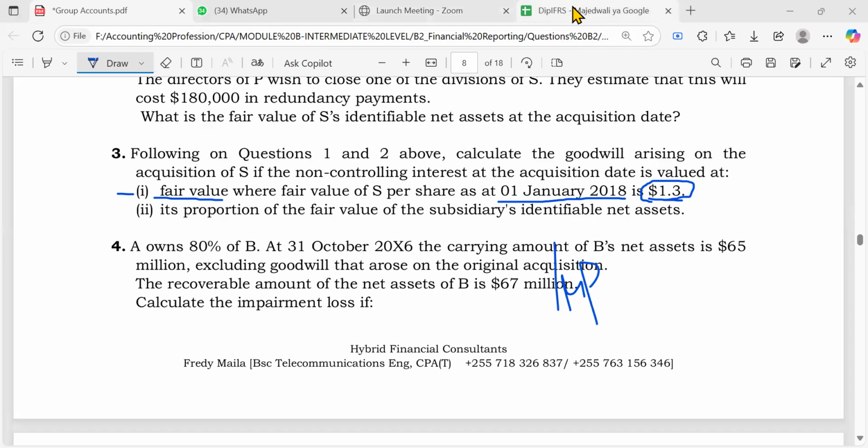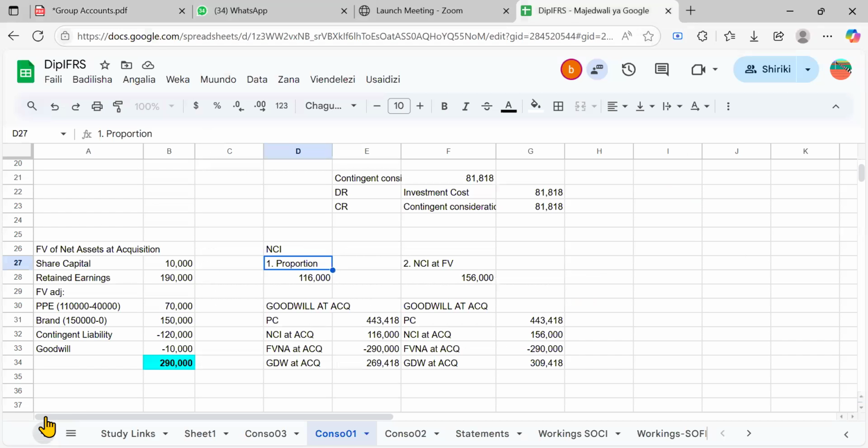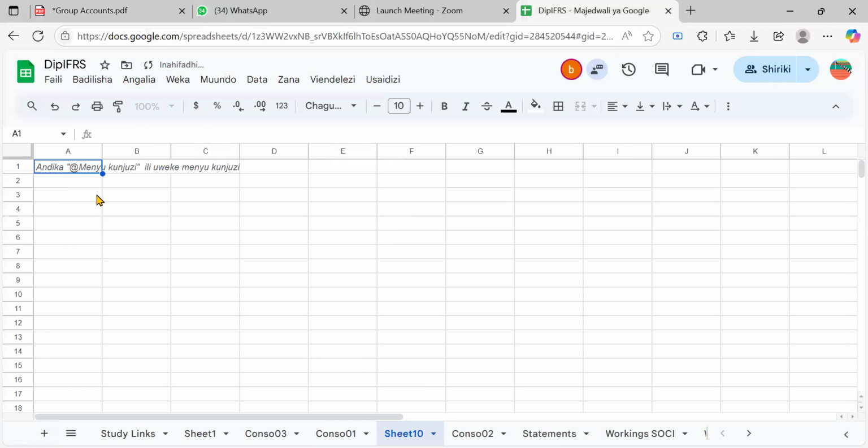It's a simple matter. Let us write a sheet here: impairment loss of goodwill. Yes, impairment loss of goodwill. How do we get the impairment loss of goodwill? How do we go about getting that?